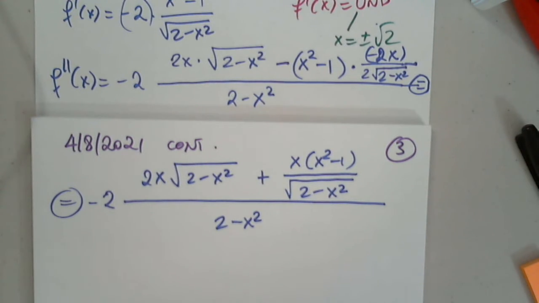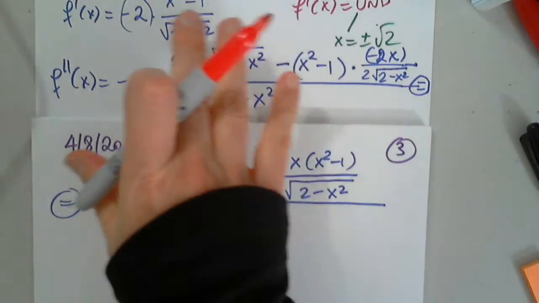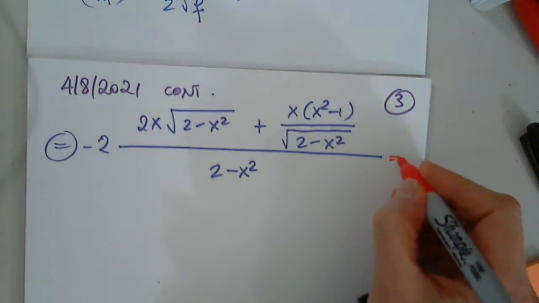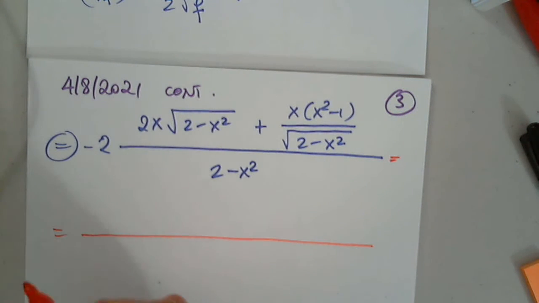Can anyone give us the least common denominator? Push, will you give us the least common denominator, please? 2x square root of 2 minus x squared. Wait.